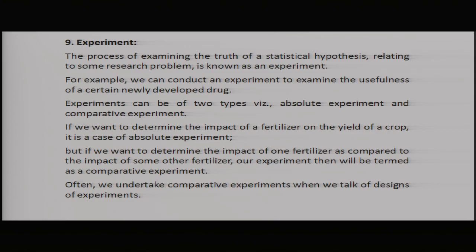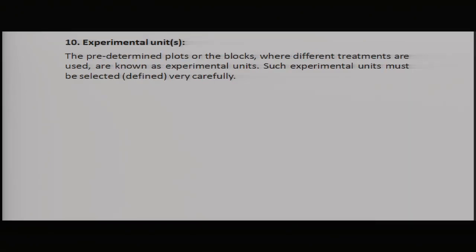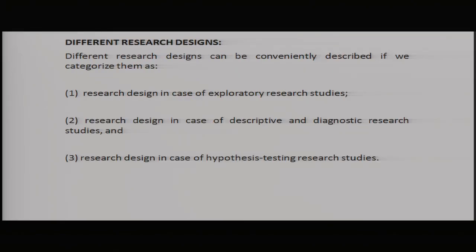Okay. This is experiment. Statistical hypothesis relating to some research problems, analytical one. So this all comes under experiment. Okay. If you want to determine the impact of fertilizer on a yield of crop, it is called absolute experiment. Experiment can be absolute or comparative. If you want to determine the impact of one fertilizer compared to the impact of other fertilizer, then it comes under comparative study. Okay, this is some experiment. Experimental unit is nothing but predetermined plots or blocks where defined treatments are used. So such units are created for research.